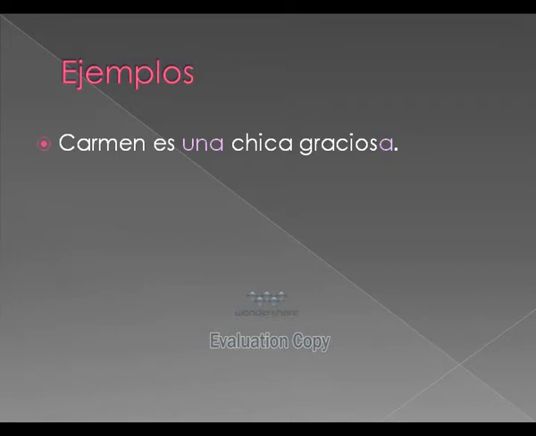Vemos algunos ejemplos. Let's look at some examples. Now notice the article that we use, whether it's definite or indefinite in this case, to refer to a specific girl, boy, person, or just any girl, boy, person. Let's take a look. Carmen. Carmen es una chica graciosa. Now notice, una is feminine, chica is feminine, and graciosa is feminine. Your article and your adjective match your noun. Una chica graciosa.